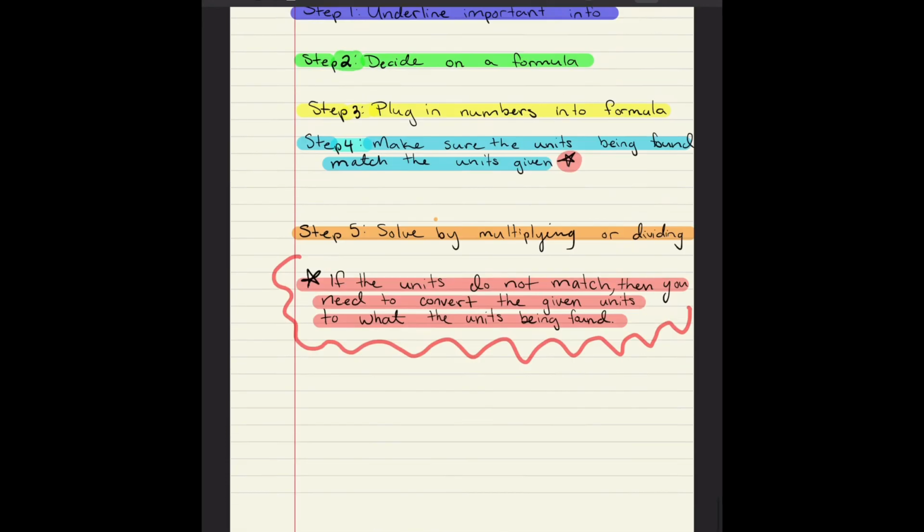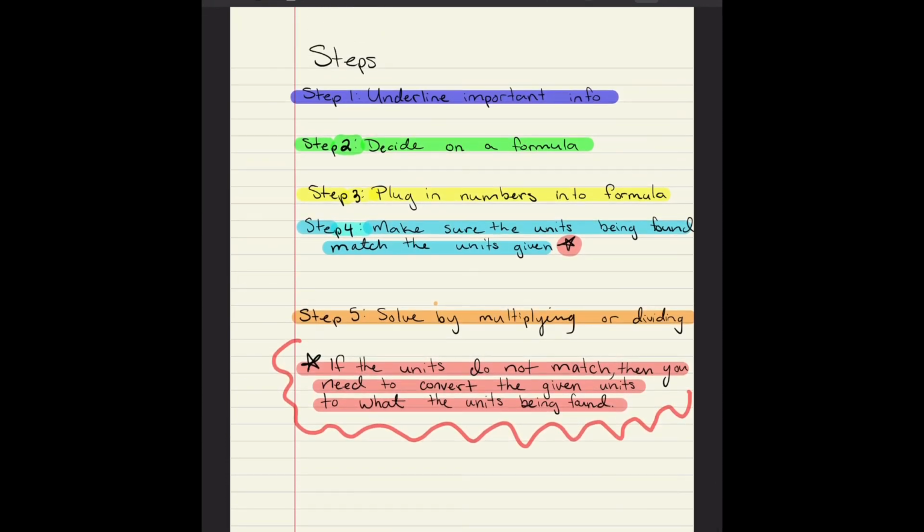So let's look at the changes we made. Step 4 was here at step 2, but I decided that after you underline the important information, you need to decide on what formula to use. Once you know what formula you need to use, you plug in the numbers with their units. Then you can look at the units and decide if it's going to work or if you're going to have to change units. Then you can solve.